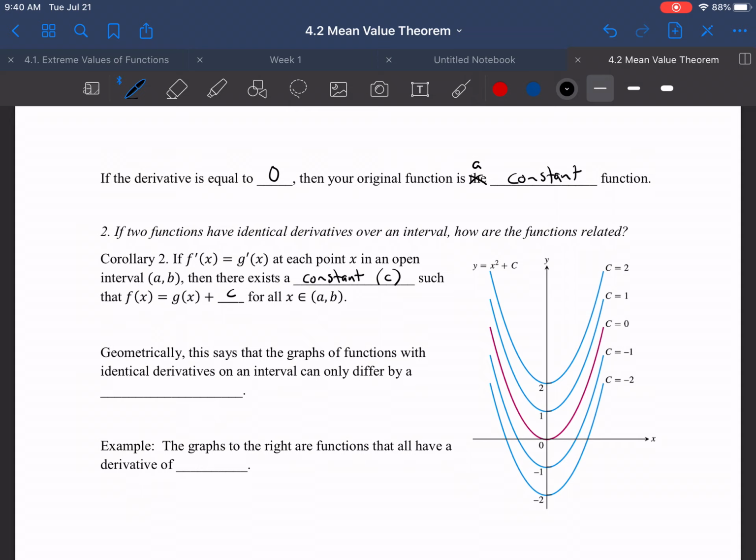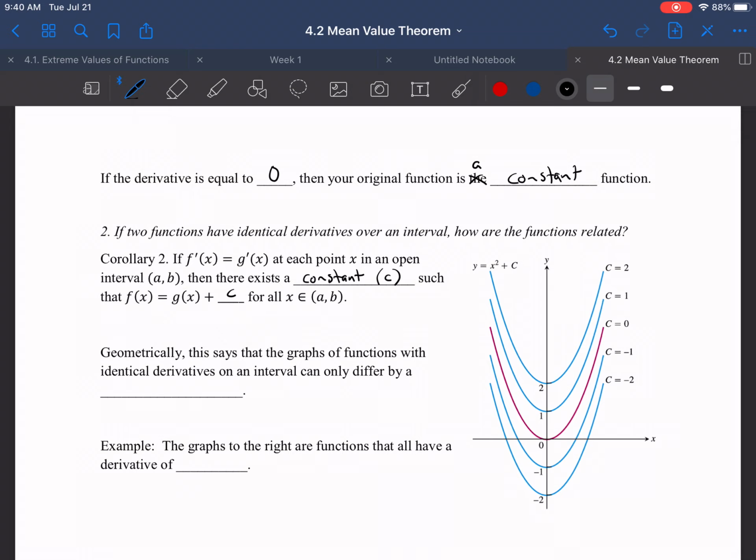So if you think about this, this should make sense. If you do the derivative of f of x, you get f prime of x. If you do the derivative of g of x plus c, you get g prime of x, right? And then the c part just goes to 0. So if these two are equal to each other, then the two previous functions have to equal each other. That means f and g are the same. They're just off by a constant.